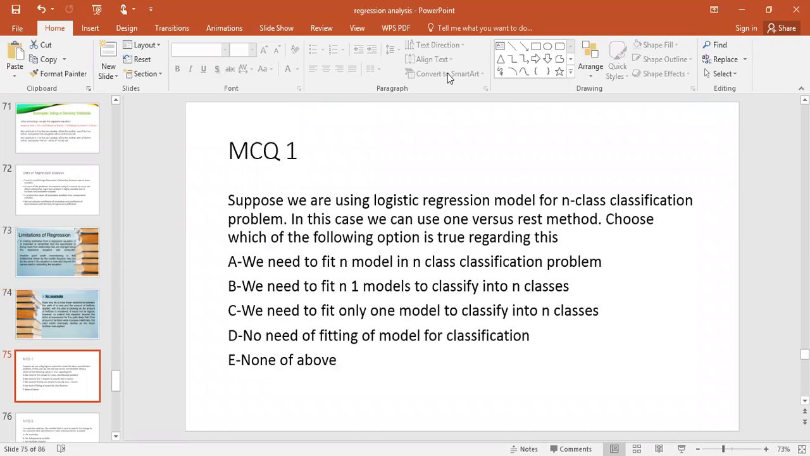Now it's time for an MCQ. Suppose we are using a logistic regression model for an n-class classification problem. In this case, we can use the one versus rest method. Choose which of the following options is true accordingly. A. We need to fit n models in an n-class classification problem. B. We need to fit n minus 1 models to classify into n classes. C. We need to fit only one model to classify into n classes. D. No need of fitting a model for classification. E. None of the above.